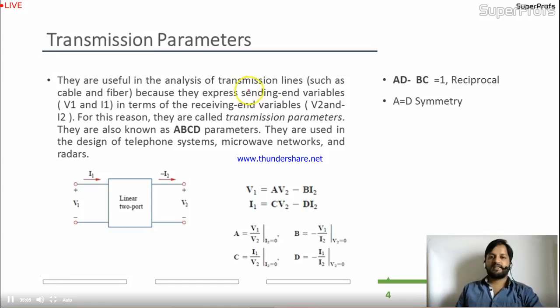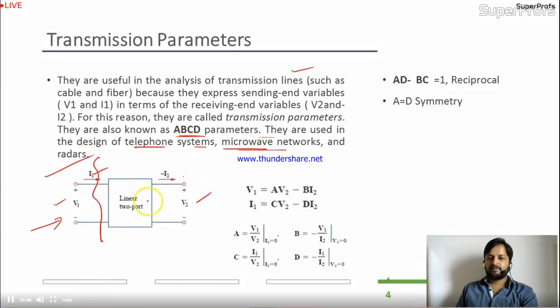They are useful in the analysis of transmission lines such as cable and fiber because they express sending end variables V1 and I1 in terms of the receiving end variables V2 and I2. At the input stage, we are giving V1 and I1. At the output stage we are getting V2 and I2. Simple. For this reason, they are called the transmission parameters. They are also called ABCD parameters. They are used to design telephone systems, microwave networks and radars.